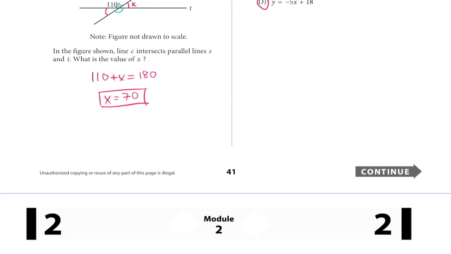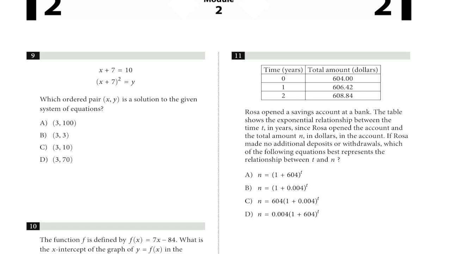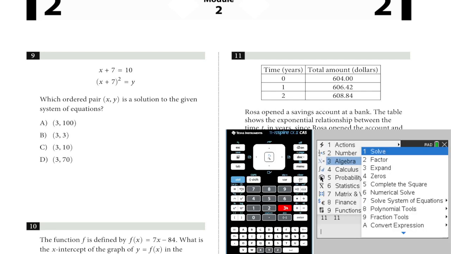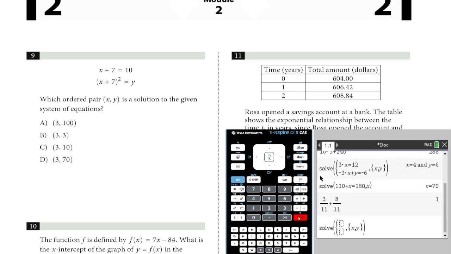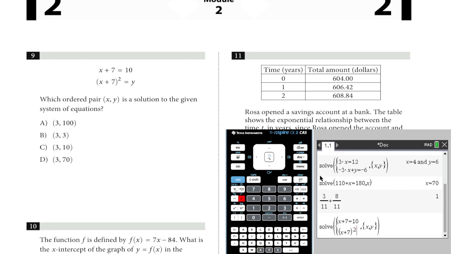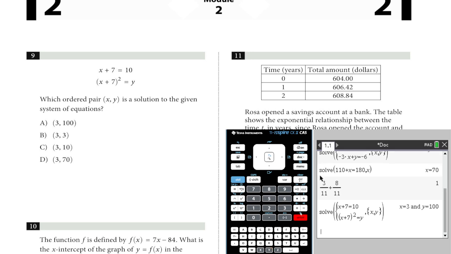All right. Number 9. Which ordered pair, x, y, is a solution to the given system of equations? So we're trying to find the solution to a system, which means we use our calculator. So menu 3, 7, enter, enter. So x plus 7 equals 10. And then the second equation is parentheses x plus 7 squared equals y. And enter. So we get x equals 3, y equals 100. That's the answer A.